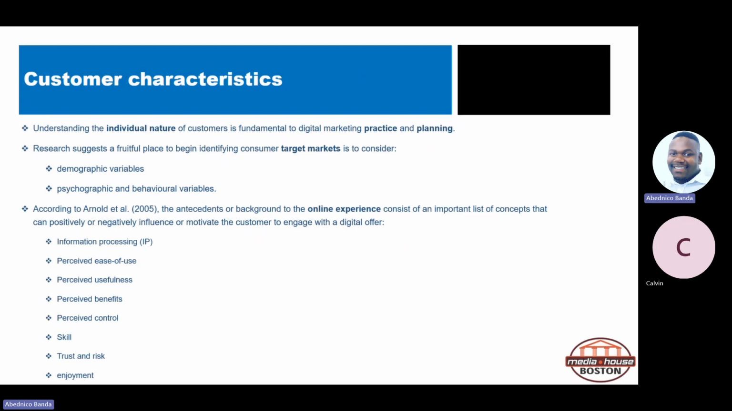For example, information processing. Whenever a customer is looking for something, the first thing that they do is to gather information as much as possible. Let's say I'm looking for a television set. I don't have a TV in my house. I'm looking for a TV set. What I do is that I gather as much information as possible, process it. Do I need an LED TV or an LCD? Do I need a smart TV? I'll process as much information as possible.